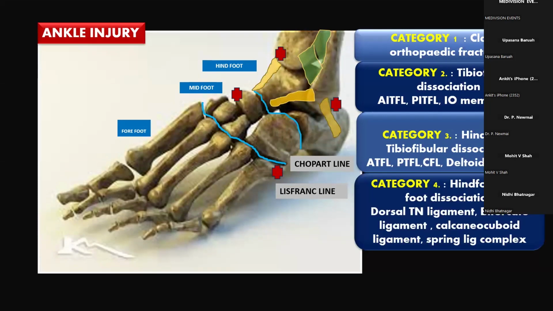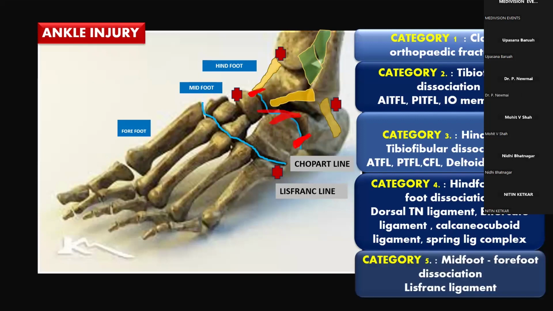Category 4 is hindfoot and midfoot dissociation. So it will involve the dorsal calcaneocuboid ligament, bifurcate ligament, then talonavicular ligament, and spring ligament. And category 5 is the forefoot, and that causes disruption of the Lisfranc ligament.